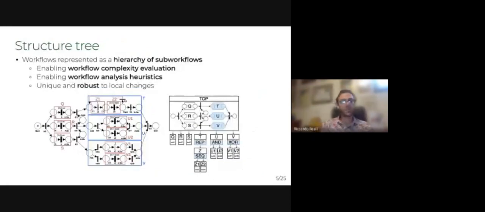Finally, workflows can be represented as structure trees, and the structure tree is the graphical formalism we provided, as the one that is exemplified in the figure on the right. The structure tree is derived by the BNF grammar and provides a hierarchical representation of the workflow, which is functional in many aspects. One is that it simplifies the analysis of workflow complexity on multiple levels of depth. And the other aspect is that it enables different heuristics through which to compose and analyze the workflow. Finally, it also makes the representation of a workflow unique and robust against local changes.